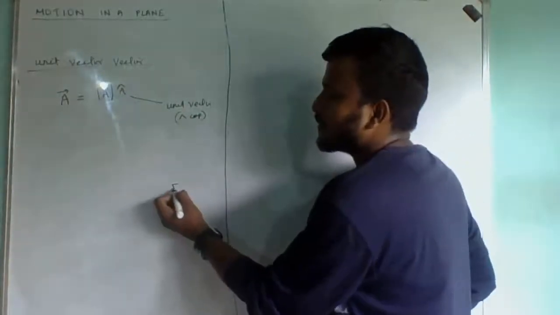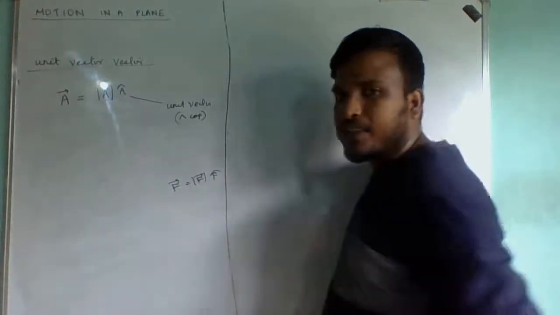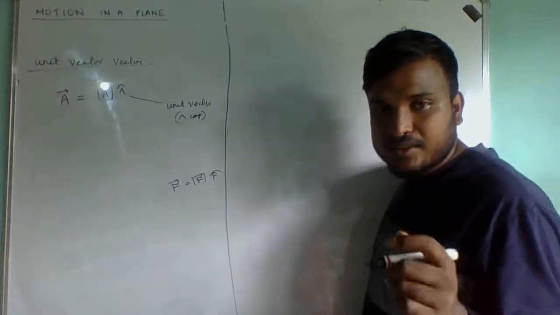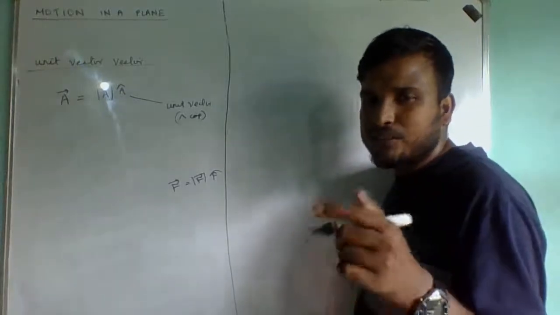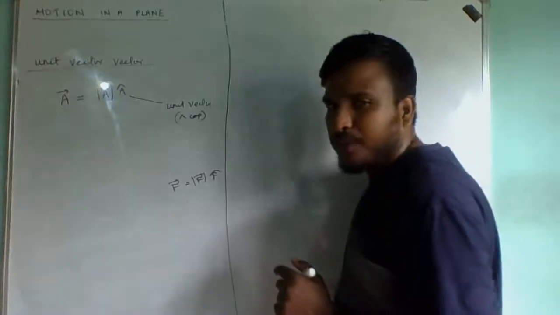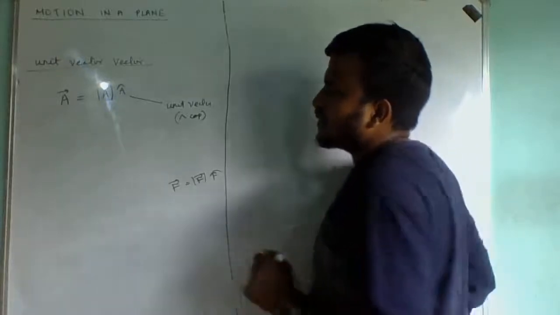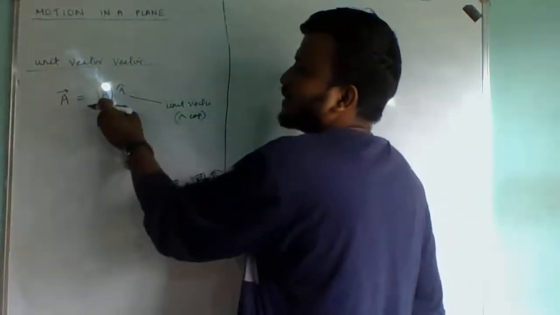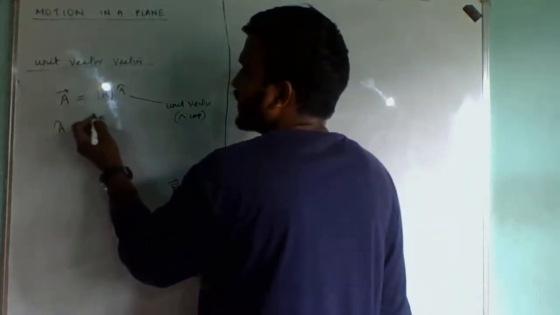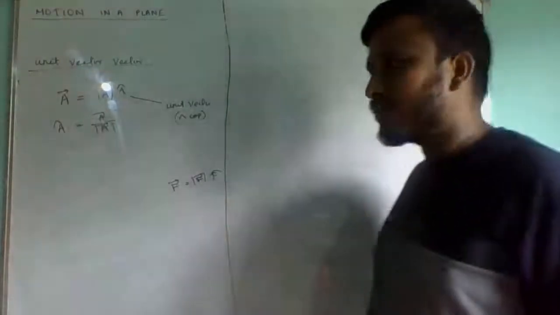Any parameter like force can also be written this way. This is magnitude and this is direction. Remember that. Whenever you calculate force or velocity, you have to calculate the magnitude, but you also have to indicate direction always. Now, if vector A is equal to modulus A times A cap, then A cap will be equal to vector A divided by modulus of A. We will see this a bit later also.